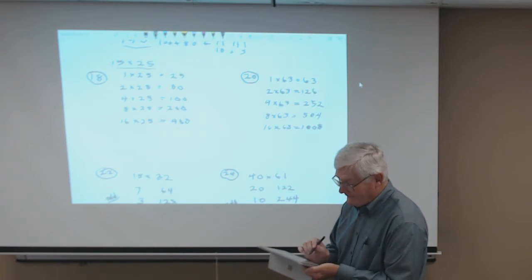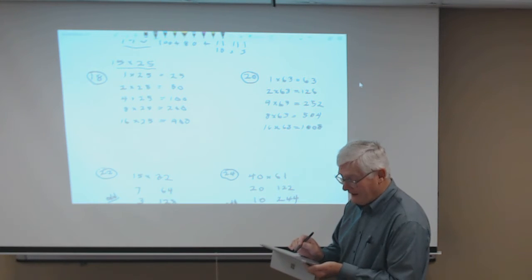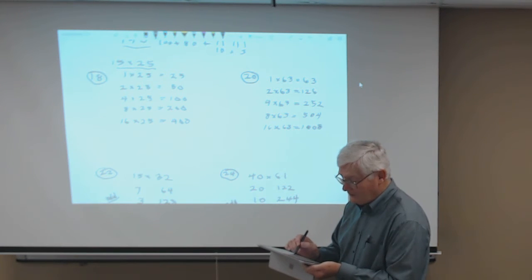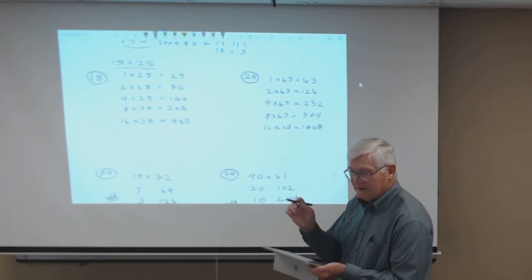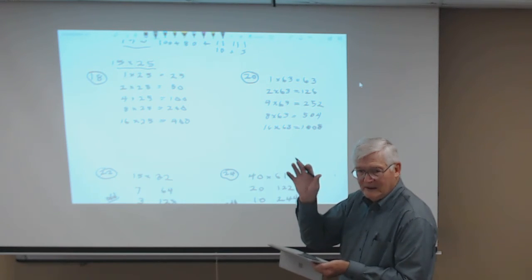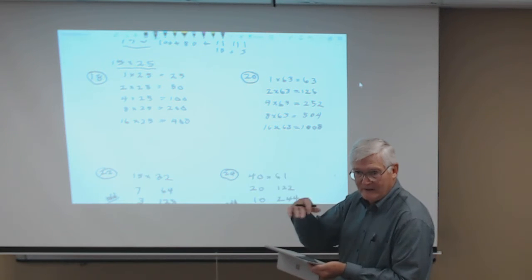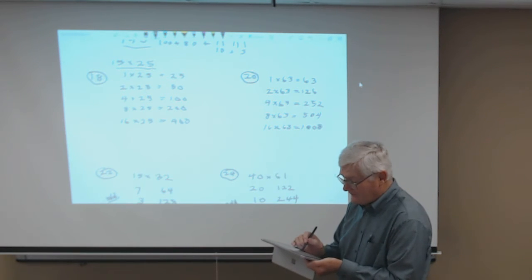15 times 25, I go 1 times 25 is 25. 2 times 25 is 50. 4 times 25, if I'm doubling, 1, 2, 4, 8, 16, then 4 times 25 is 100. You follow that? And then 8 times 25 is 200. See, there's no thinking to do. There's no mental math because I'm just doubling. You follow that? And then 16 times 25 is 400. You know, double 25, 50, 100, 200, 400.